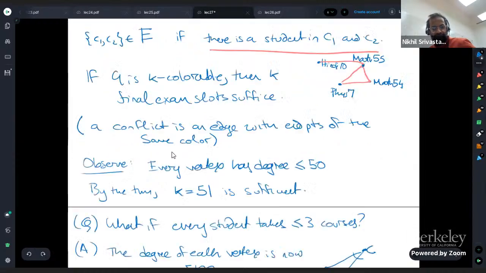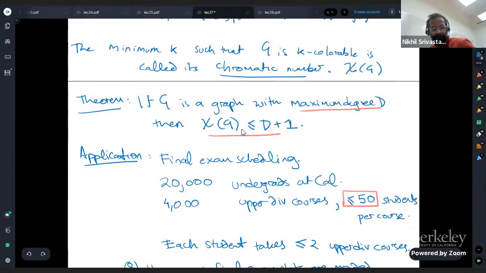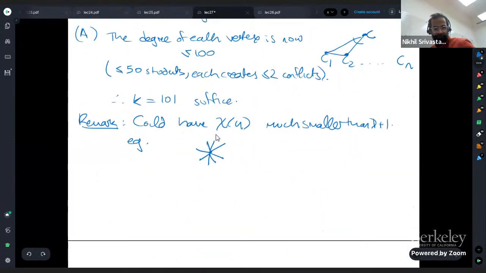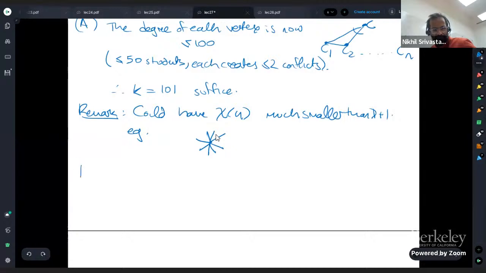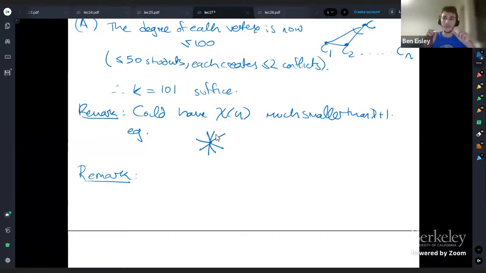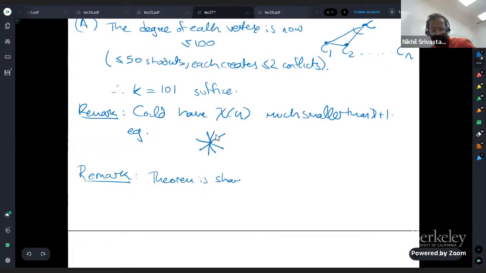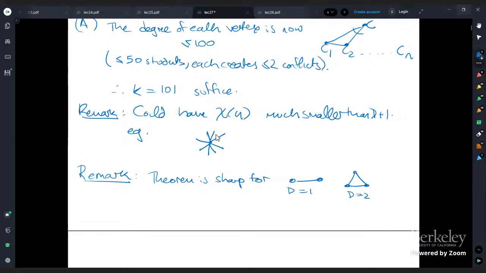And before we prove the theorem, anybody know a graph where the chromatic number is equal to D plus one? You could have two vertices with a line connecting them. Okay, fine. It's sharp for a single edge or even a cycle. In this case, D is 1. In this case, D is 2. But what about for general D? Would that be with a complete graph?